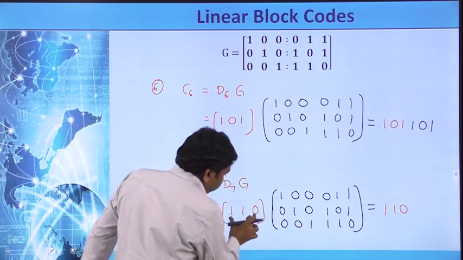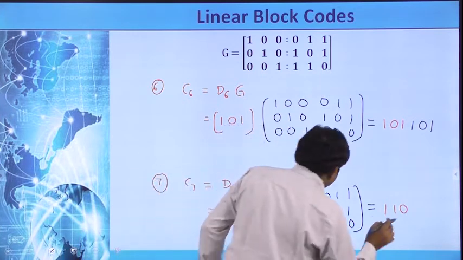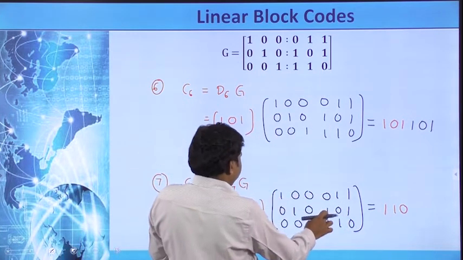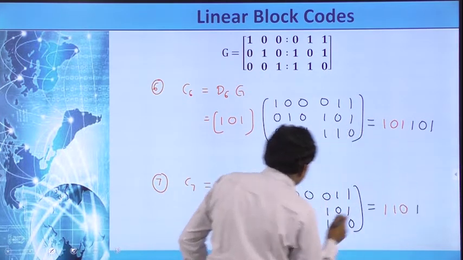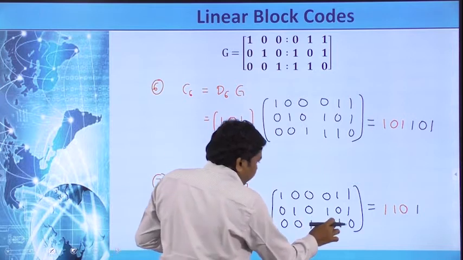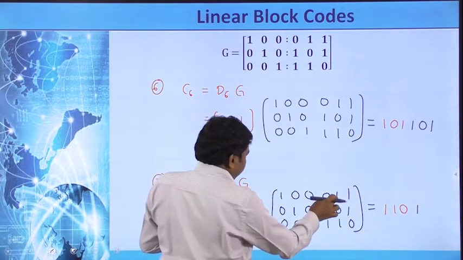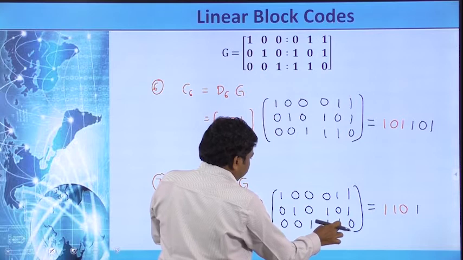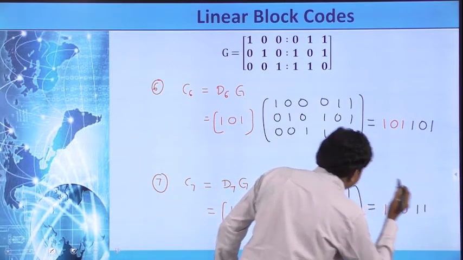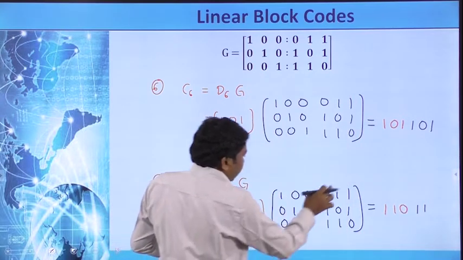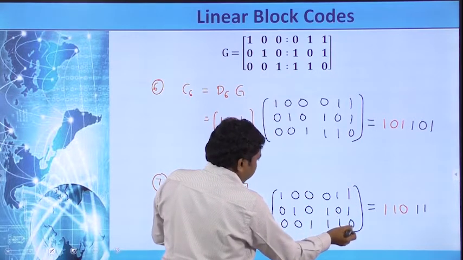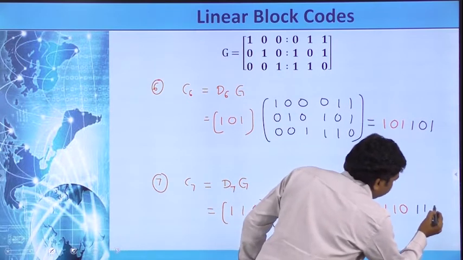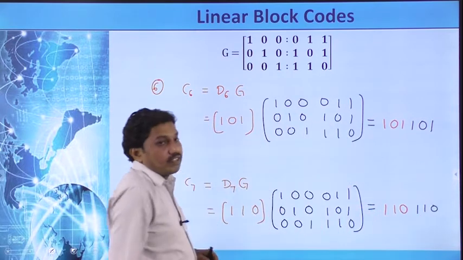The check bits: multiply this row with the fourth column. So it is 1 into 0 is 0 plus 1 into 1 is 1 plus 0 into 1 is 0, so it is 1. Similarly, multiply this row with the fifth column. So 1 into 1 is 1 plus 1 into 0 is 0 plus 0 into 1 is 0. Multiply this row with the last column. So 1 into 1 is 1 plus 1 into 1 is 1 plus 0 into 0 is 0. That means 1 plus 1 becomes simply 0. So that is the seventh code word.